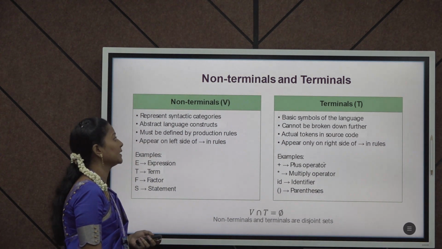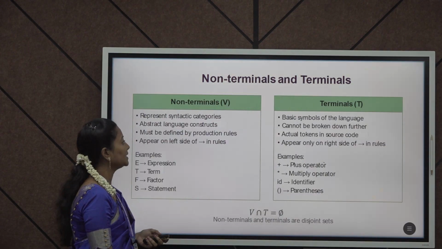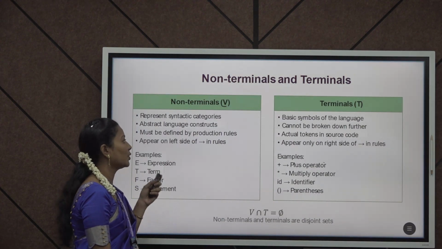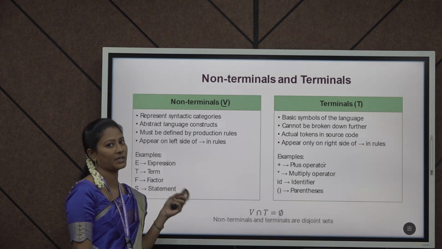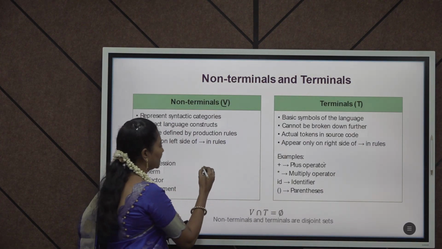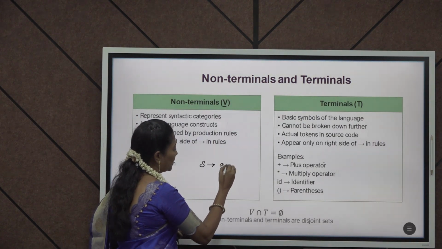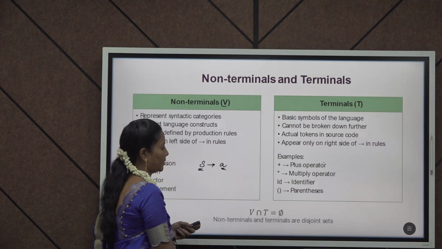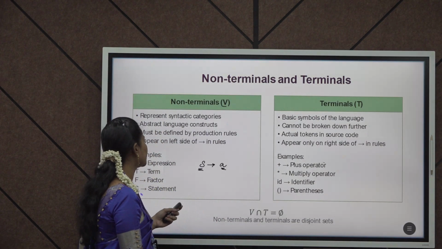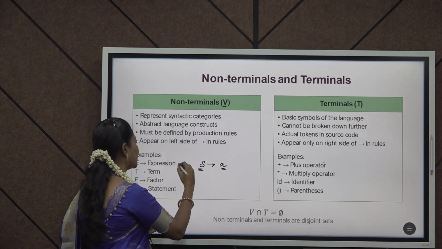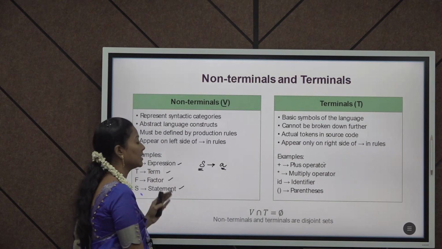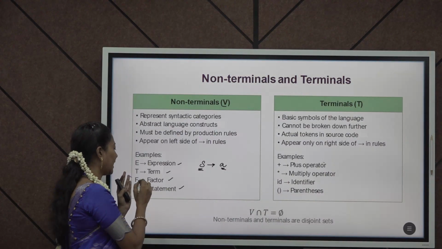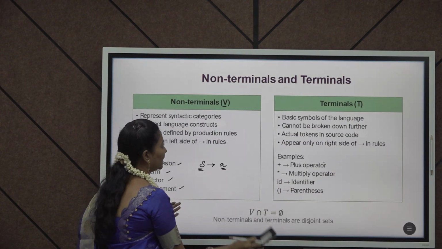The first one is non-terminals. Non-terminals are the variables represented by the symbol V, consisting of uppercase letters, and they should appear on the left side of your production rule. In a production rule we will have S implies A, which represents that S is a non-terminal and A is a terminal. Terminals are represented by lowercase letters. For example, non-terminals are expression, term, factor, and statement, expressed as E for expression, T for term, F for factor, and S for statement.